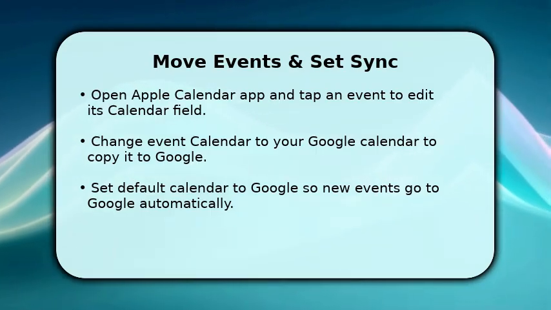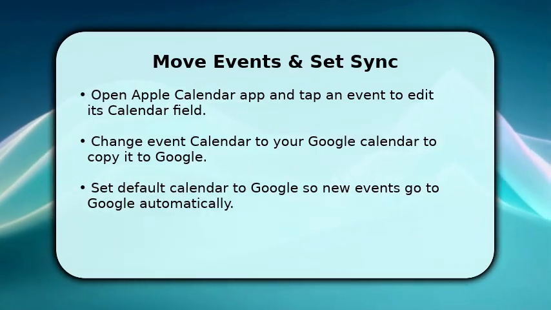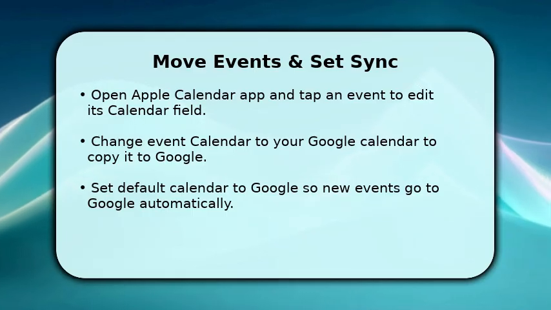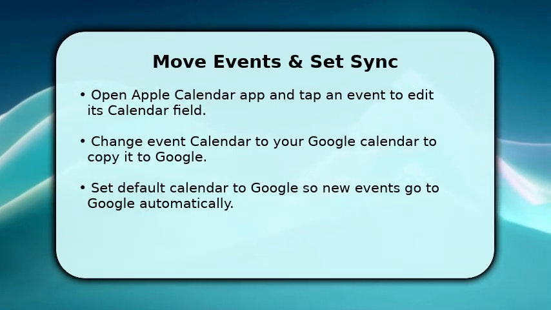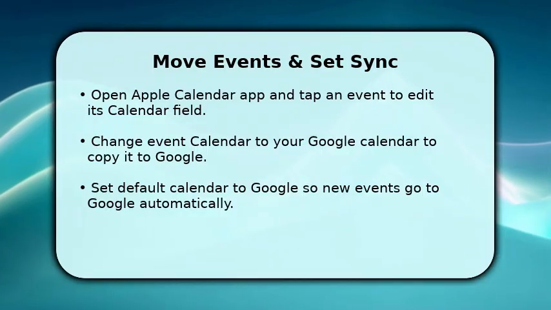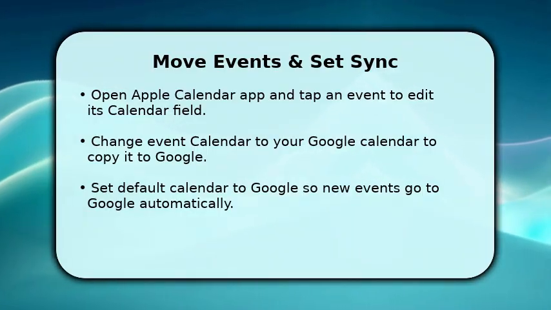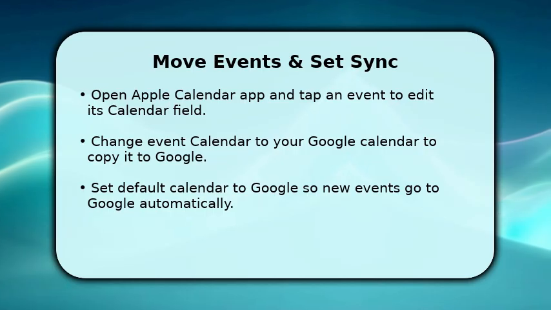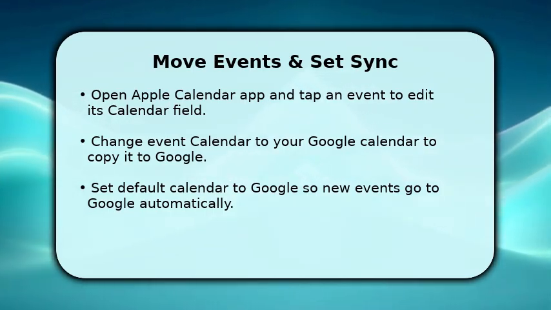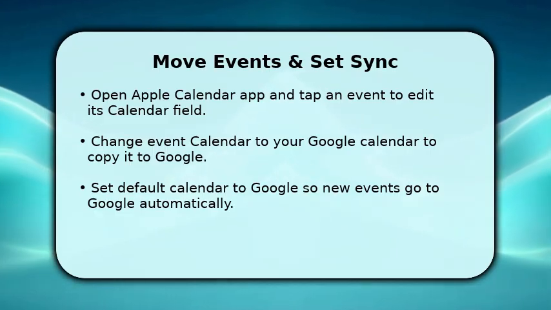To make future events use Google by default, go to Settings, then Calendar, then Default Calendar, and pick your Google Calendar. This ensures new events are created in Google, avoiding fragmented calendars across services, and guarantees changes propagate both directions when the Google toggle is enabled.